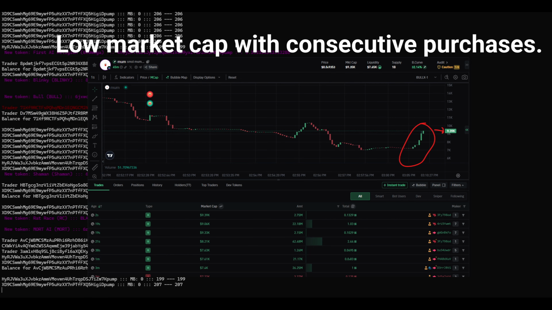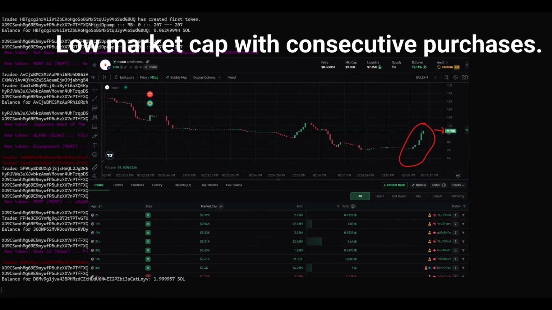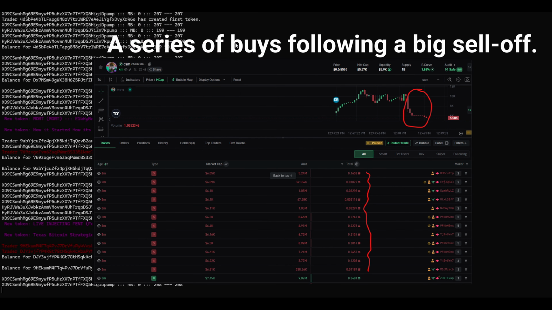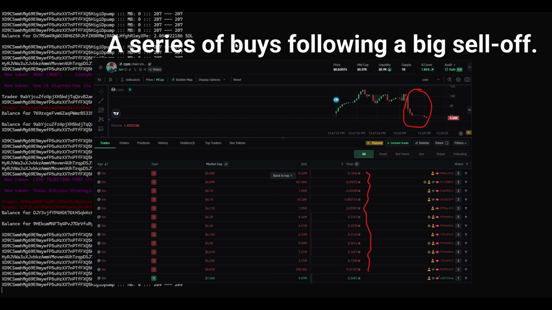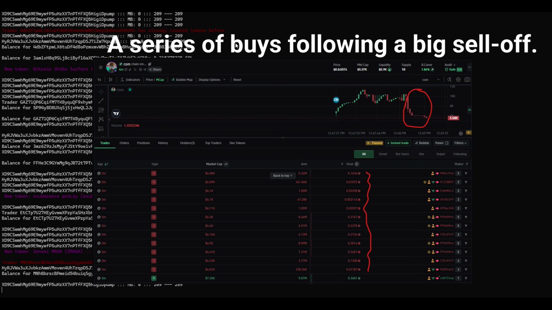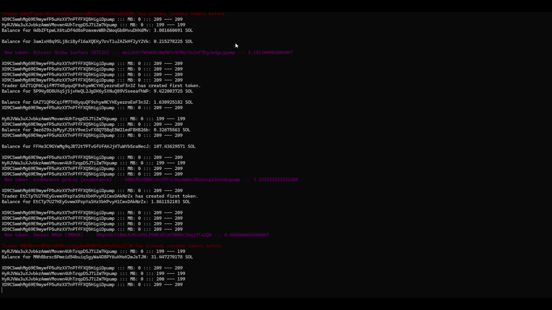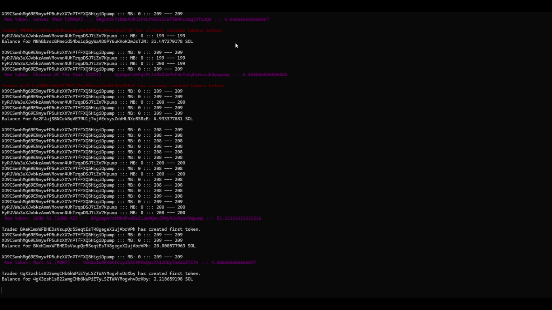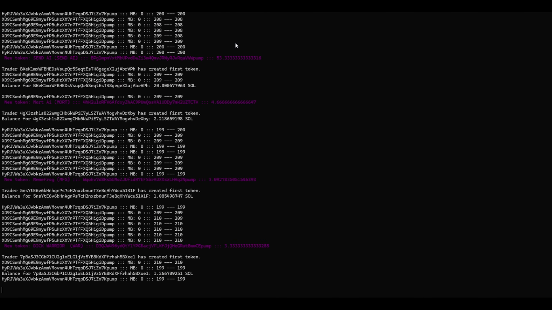Low market cap with consecutive purchases. A series of buys following a big sell-off. Potential future improvements. Tracking token mentions across different Telegram groups. Monitoring purchases by public wallets with consistently positive P&L. Analyzing the project's Twitter followers.